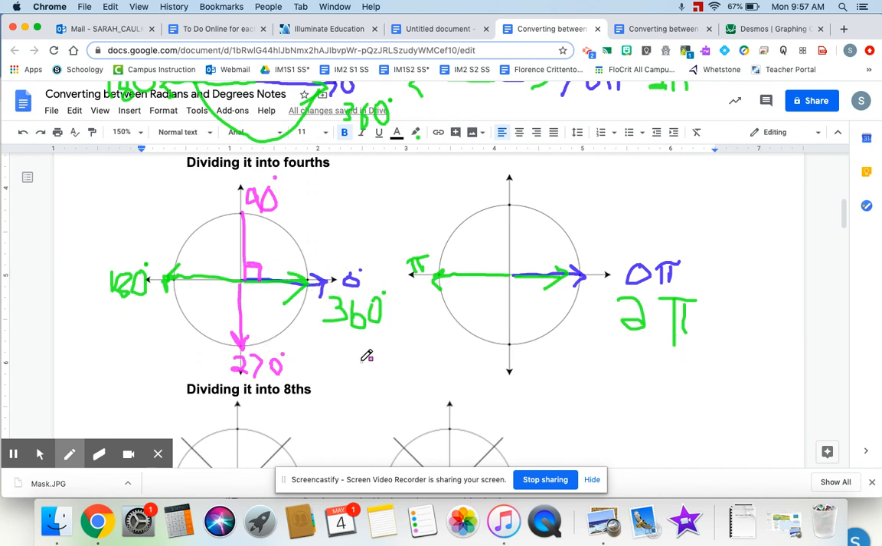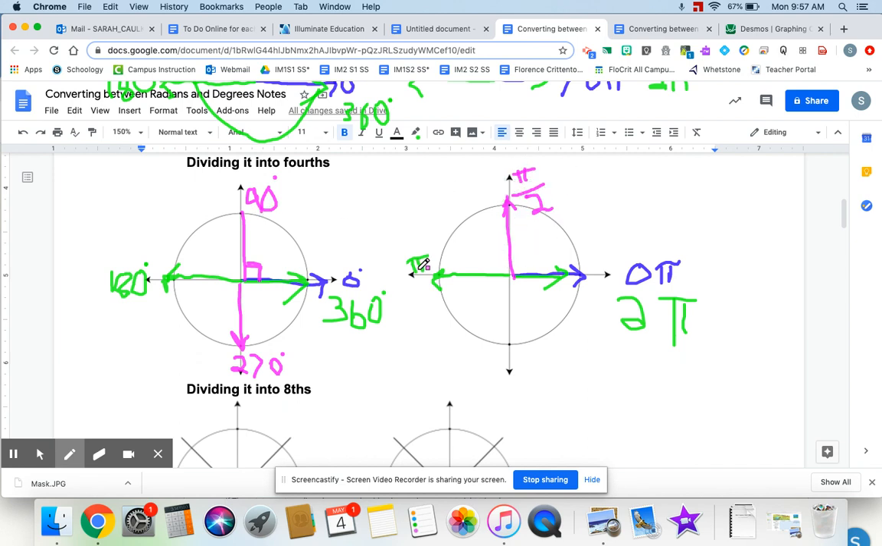So to do it in radians, if half of my circle is pi, half of that, we just write it as a fraction. It's going to look weird. It's pi over 2, because I'm taking the pi and I'm dividing it in half. So that's from 0 degrees up to 90 degrees. Is the same thing as pi over 2. So note that 90 is the same thing as pi over 2.